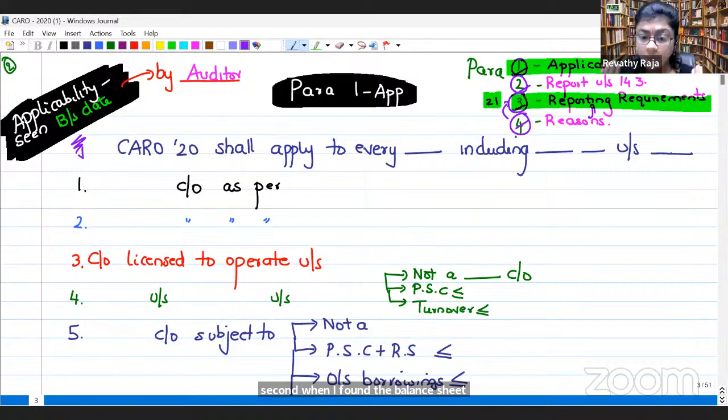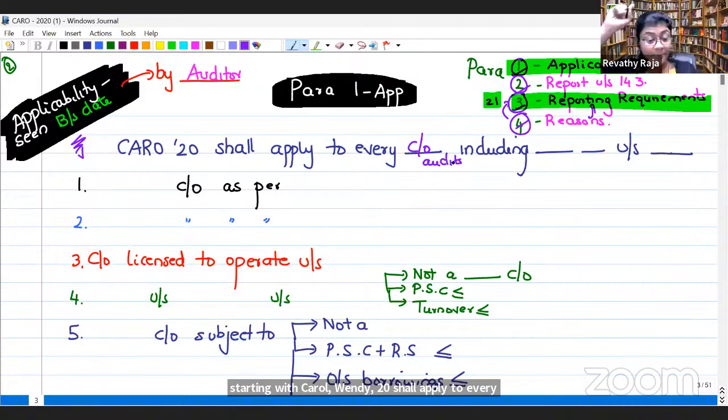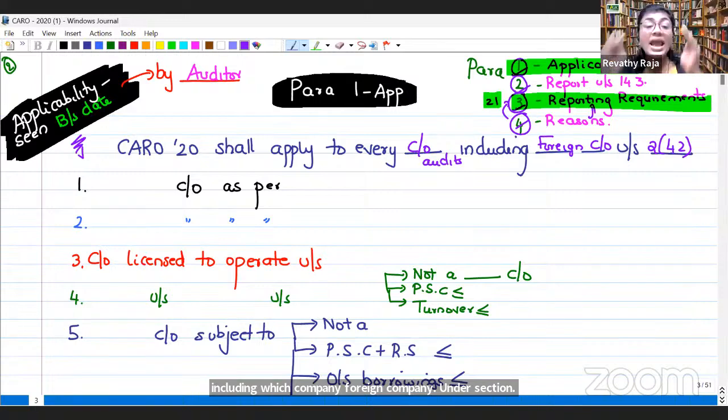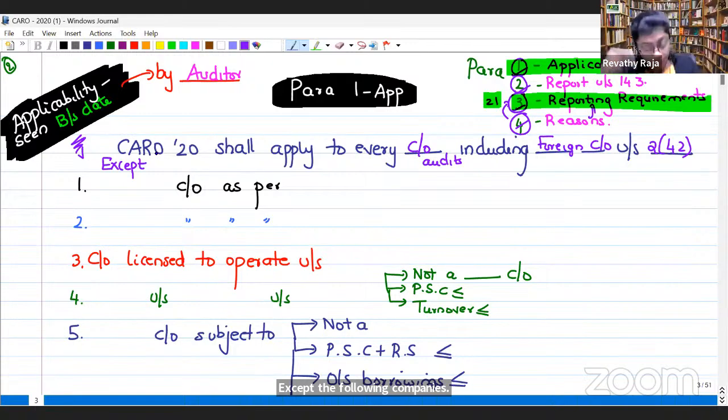Now starting with para 1. CARO 2020 shall apply to every company audit, including companies incorporated outside India, that is, foreign company under section 2 subsection 42, except the following companies. They say for every company audit, CARO is applicable, including the foreign company, except these 5 companies, CARO is not applicable.